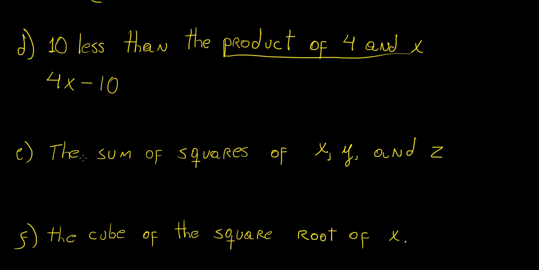Now the next one is going to tell us the sum of squares of x, y, and z. Well, first of all, what exactly are we asked? The sum is we're just going to add all of those things together, but what exactly? We're going to have to take the square of each of these and then add them together. So in this case, we're going to have x squared plus y squared plus z squared. So that's going to be the sum of the squares of those 3 things.